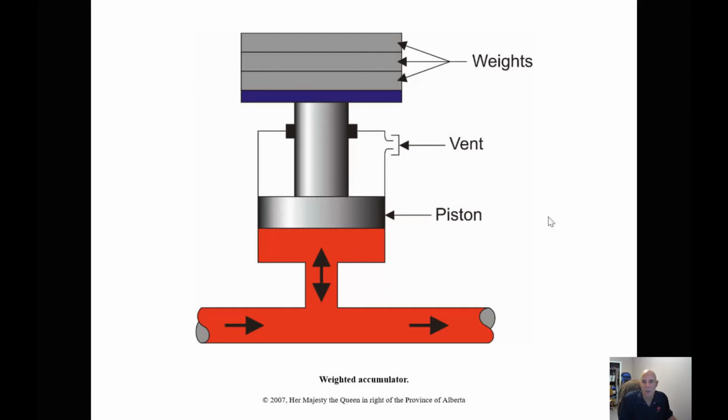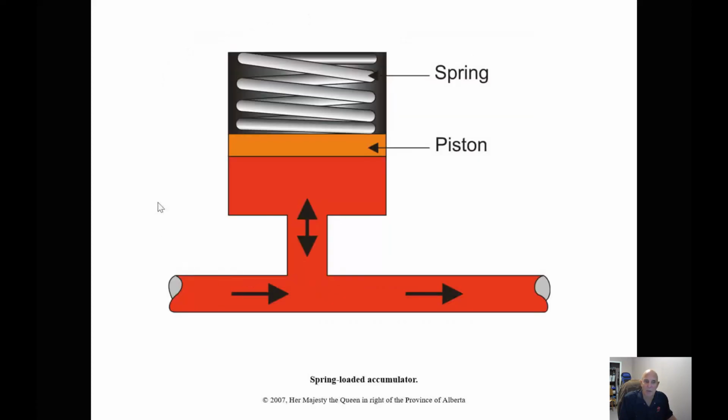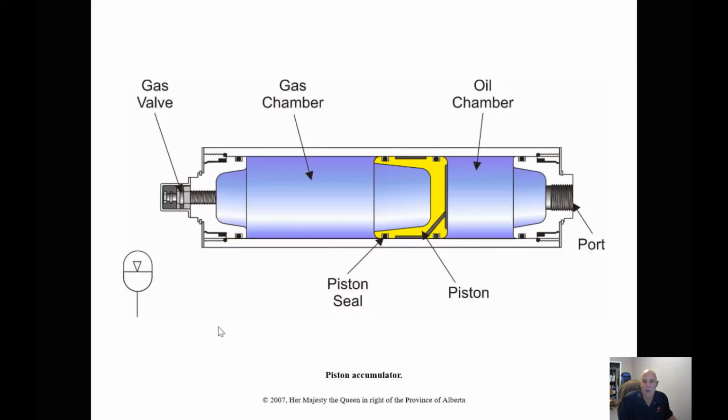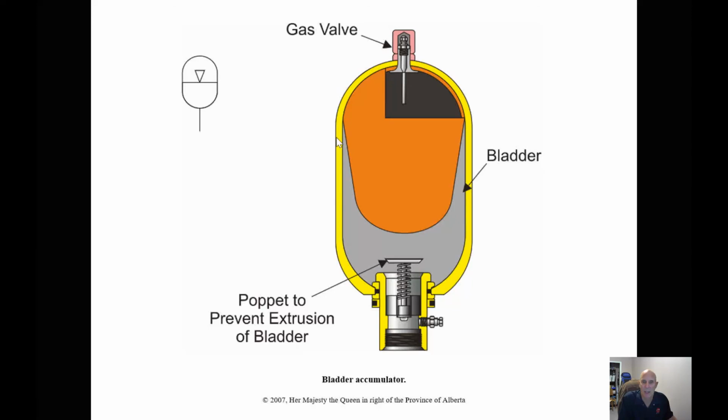Now, we talked about accumulators and the 3 different types of accumulators. So we can have a weight accumulator, we can have a spring accumulator, and we can have a nitrogen charged accumulator, a gas accumulator. Now, we see mostly in mobile equipment nitrogen accumulators or gas accumulators. And these we can use on a suspension, or we can use them for preventing shock loads in the system. And how they're set up is, again, we will have a nitrogen bladder inside and we fill it with nitrogen gas.